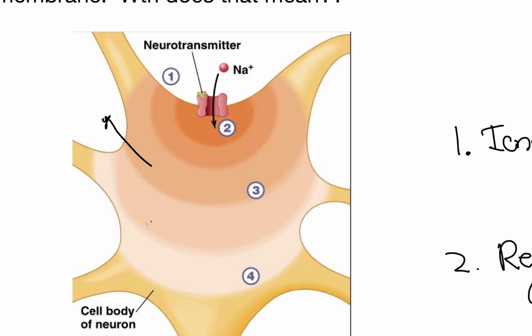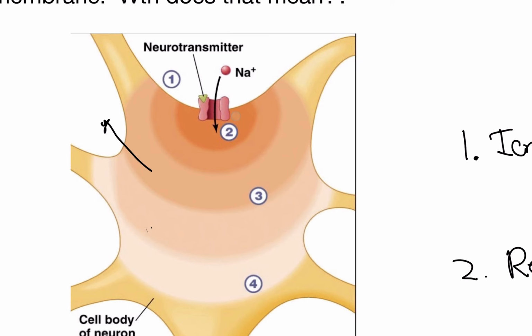A picture helps. So we have a neurotransmitter binding to the receptor, and now we've got sodium coming in. When sodium comes in, the voltage goes up. Notice on the neuron, it's different colors throughout the membrane. What this signifies is the voltage is different across distances across the membrane. Nearly exactly what the definition says.